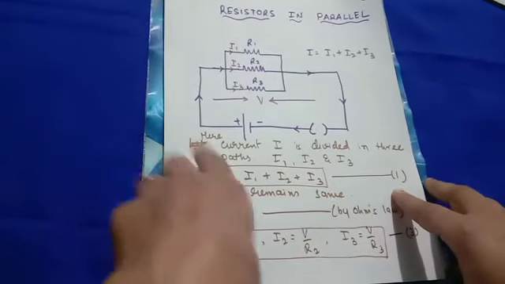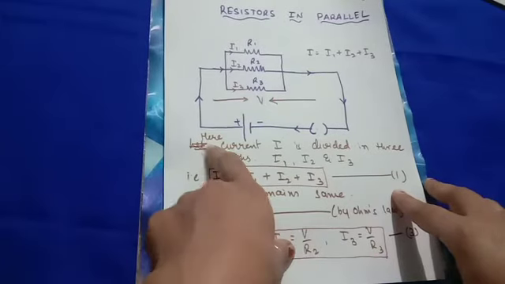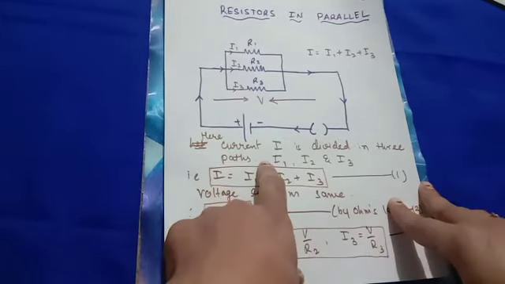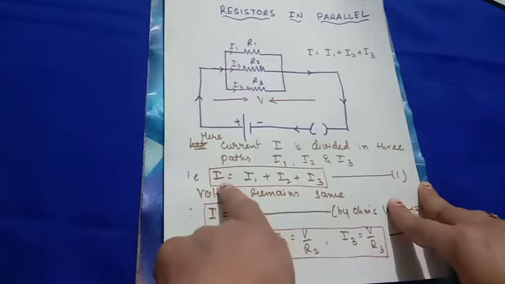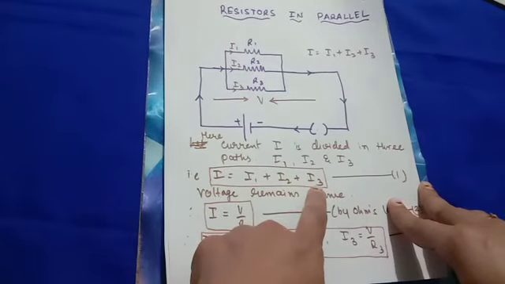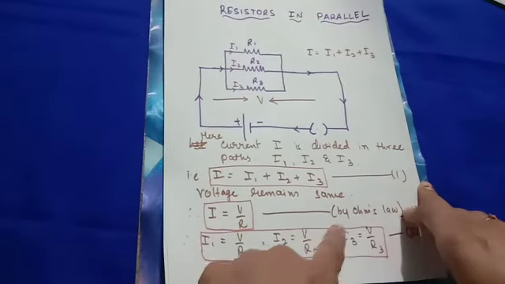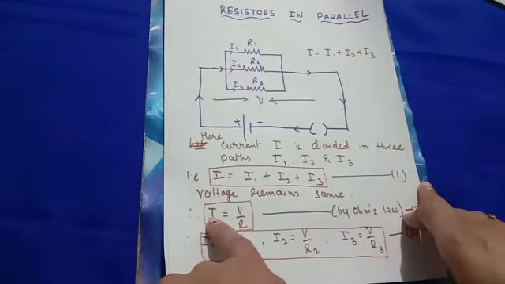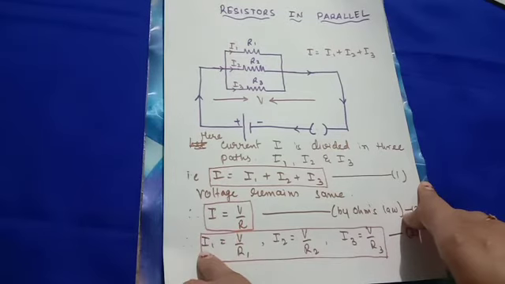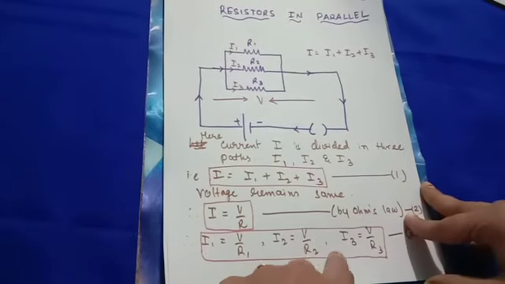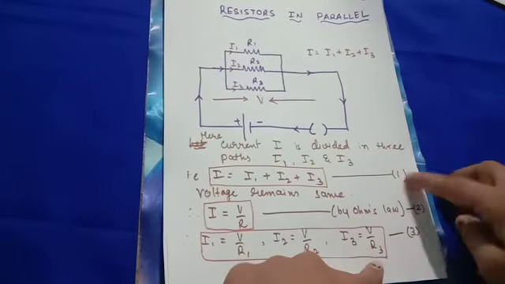Okay, so how the derivation goes on here, current I is divided in 3 parts, I1, I2 and I3. I is equal to I1 plus I2 plus I3. Voltage remains same. We have this from the Ohm's law, V is equal to IR, so I can write I is equal to V by R. I1 is equal to V by R1, I2 is equal to V by R2, I3 is equal to V by R3. ये 1 2 3 है.